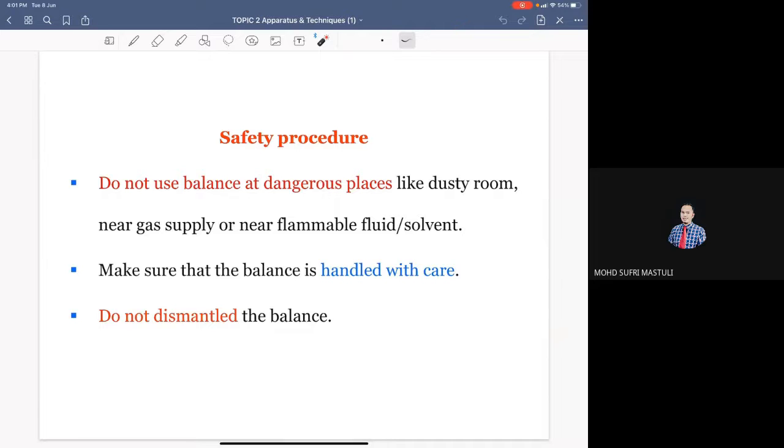Safety procedure regarding the analytical balance. Students are not allowed to use the balance at dangerous places, for example, dusty room, near the gas supply, or near flammable fluid or solvent. Make sure when you're using the analytical balance, you handle it with care, and also don't try to dismantle whatever analytical balance you find in the lab.